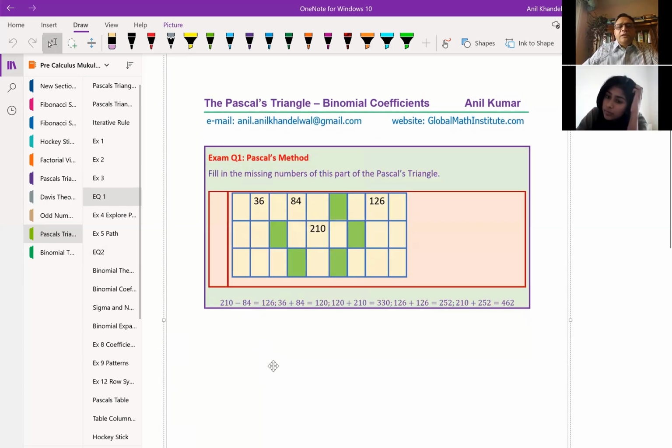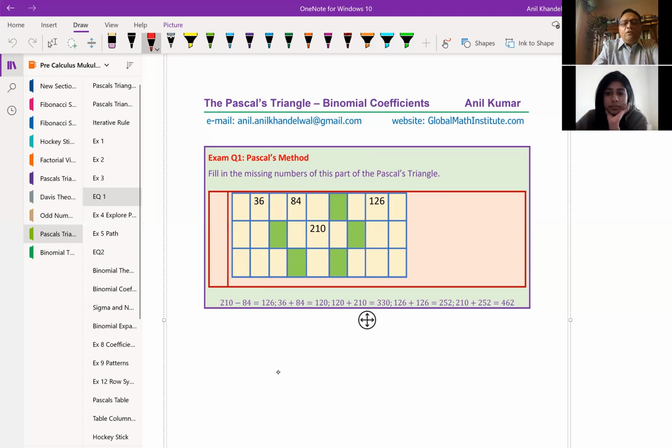Now here is a test question based on our learning. In a test, normally you will be given something from in between the triangle. So here is your exam question 1 on Pascal's method. Fill in the missing numbers of this part of Pascal's triangle. We are given 36, 84, 126, and 210. The green are the cells which you need to fill in.